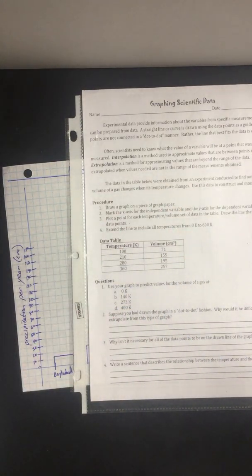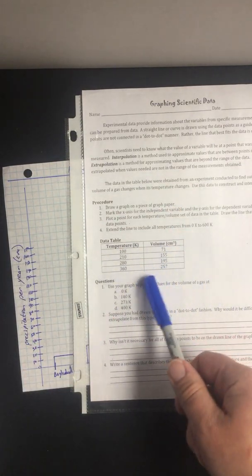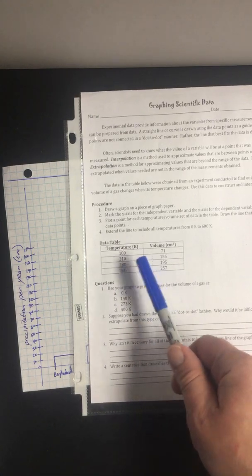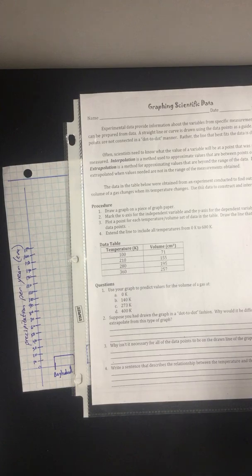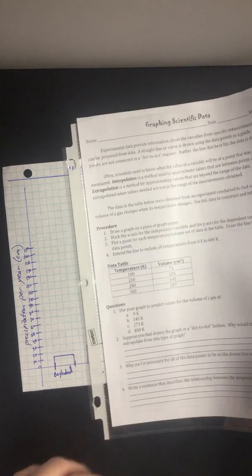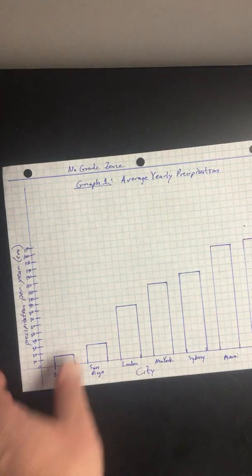Okay, now we're going to be doing line graphs. So this data table here is really important. This is what we're going to be graphing. Take a quick snapshot of that, and that's what we'll be using. Line graphs are different than bar graphs. They show trends. Okay, they show trends.